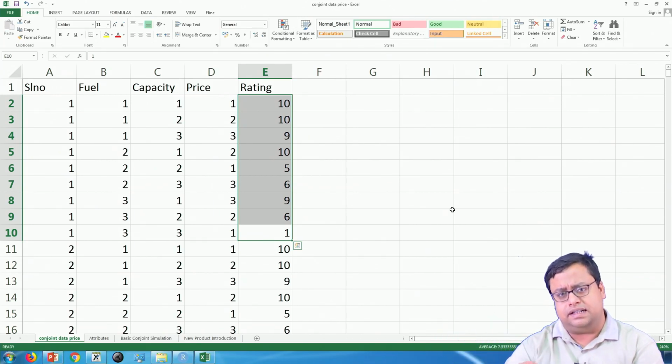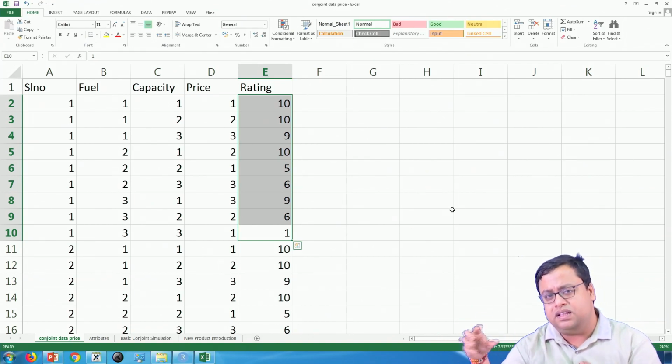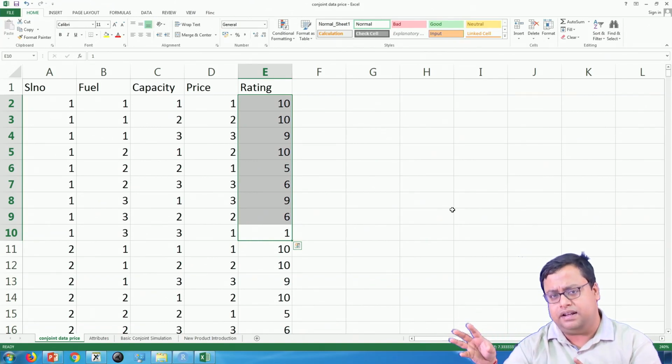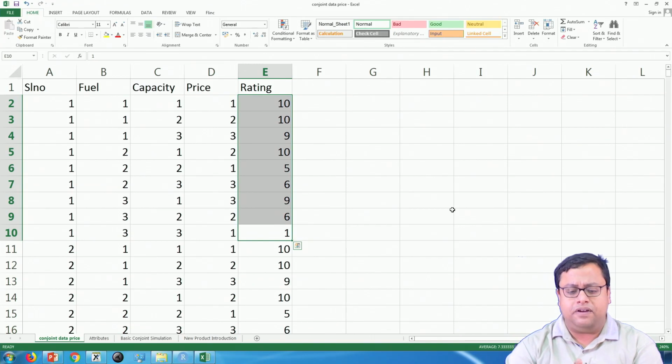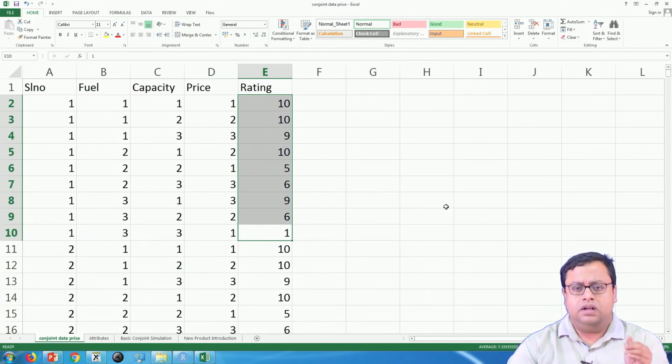So, I will reverse it. All I have to do is 10 minus the rank whatever you have given. So, 10 minus 1 will give me 9 rating, 10 minus 9 will give me 1 rating, and so on. So, if by chance instead of rating I had ranking, I will just change it to a reverse code. That is the only thing that you have to do.